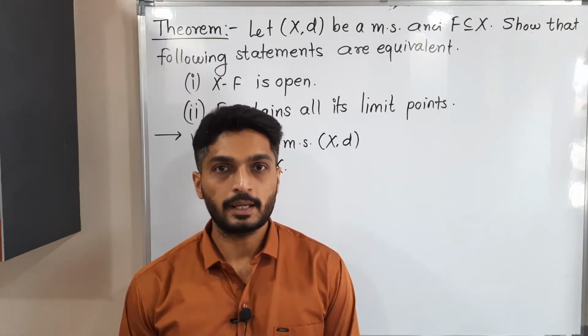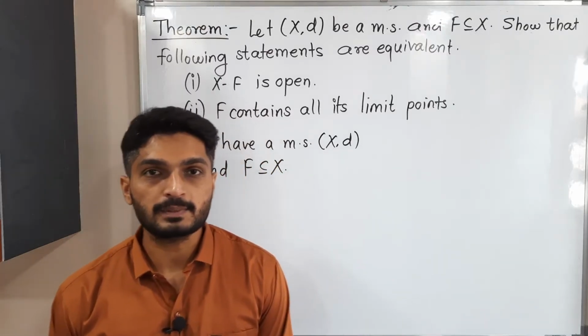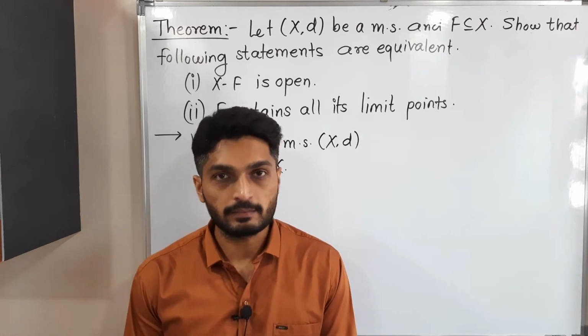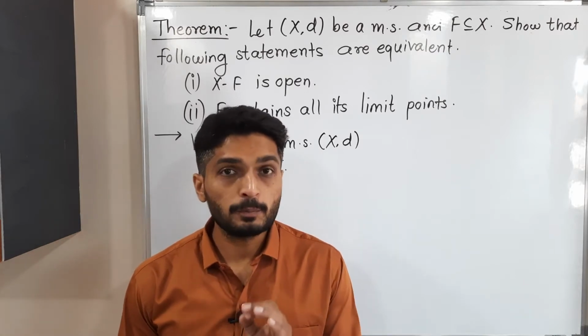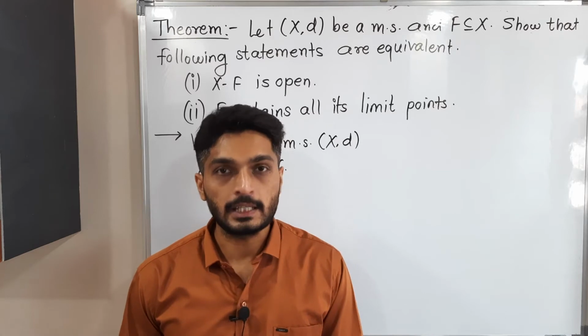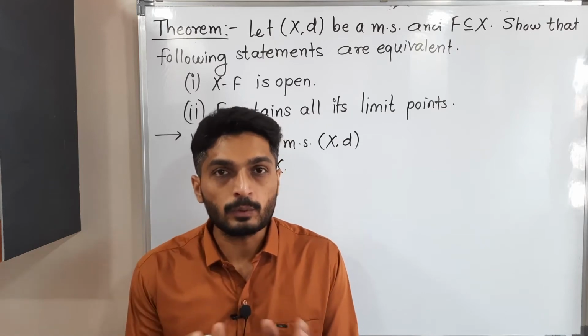Let us discuss this theorem. In this theorem, we have a metric space (X, d) and F, capital F, is a subset of X. We have to prove that these two statements are equivalent. That means the if and only if part is there.